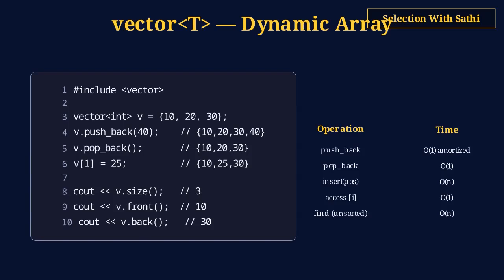Internally, when the vector is full, it allocates a new array with double the capacity, copies everything over, and frees the old one. This doubling strategy keeps push_back amortized O(1).